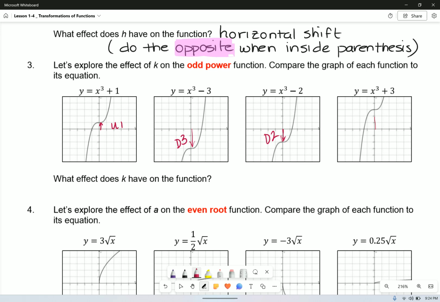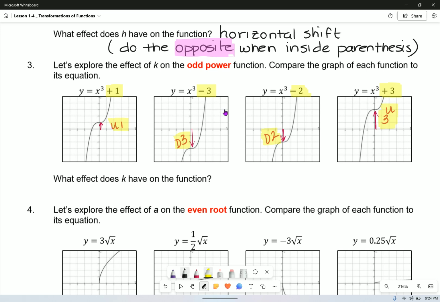And this one seems to have gone up 3 units. Forgot to put my U. Up 3 units. So if you again compare the K value with what's being said, notice in this case the K value is going to attribute itself to vertical movement. You are doing exactly what it says.